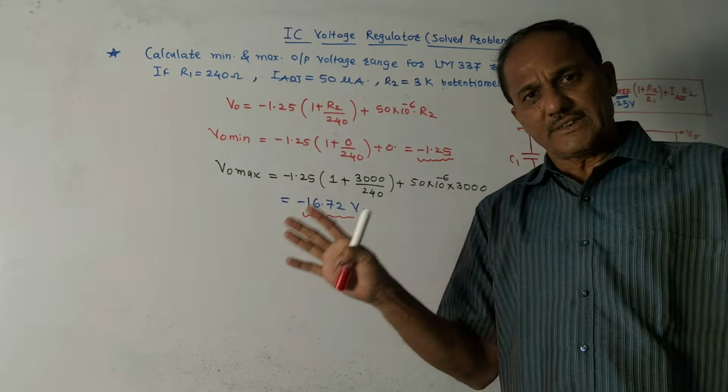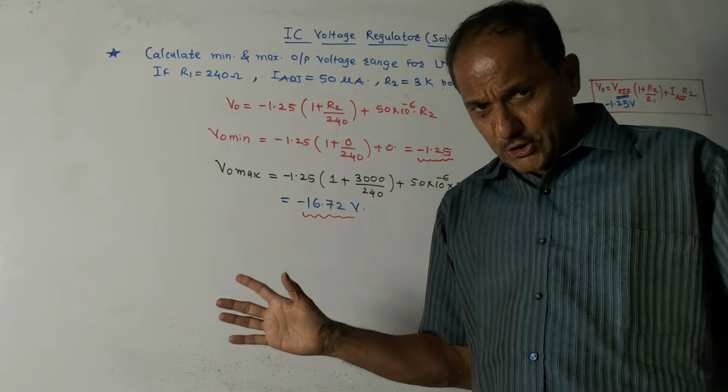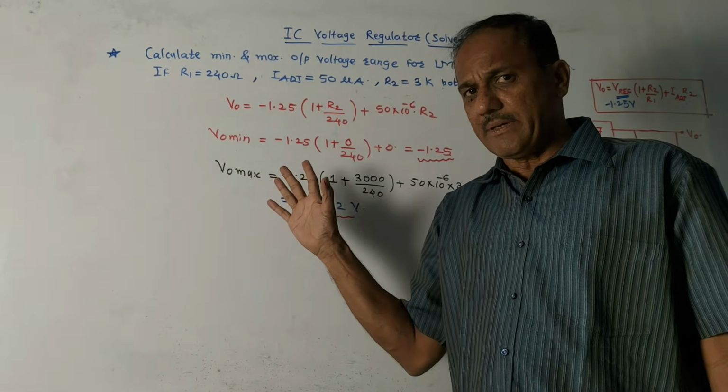The remaining steps and concepts will be as they are. So I have covered all possible numericals as far as these 3-terminal IC voltage regulators are concerned.